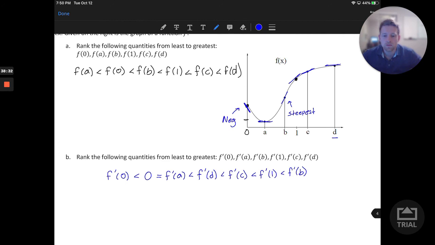So that's what we're wanting to do. Think about what that tangent slope is going to be at each of those points, and then we've ordered them together.